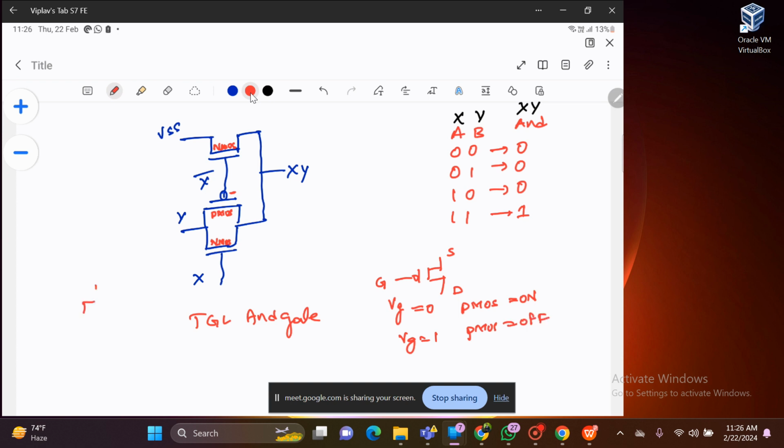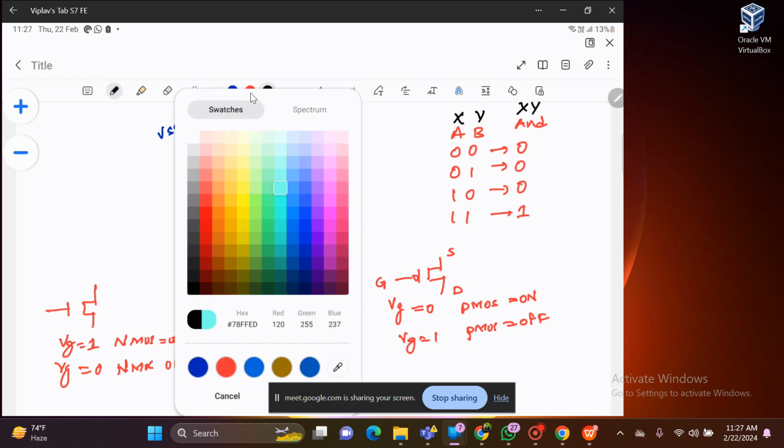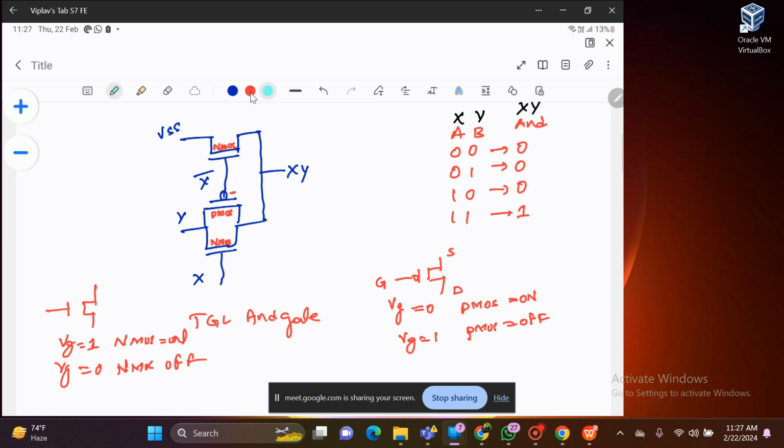And the opposite of it is NMOS. When gate voltage is 1, NMOS is on, okay. When gate voltage is 0, NMOS will be off, that's it. So now see here, I will take another pen. VSS is nothing but ground. Is this pen visible?